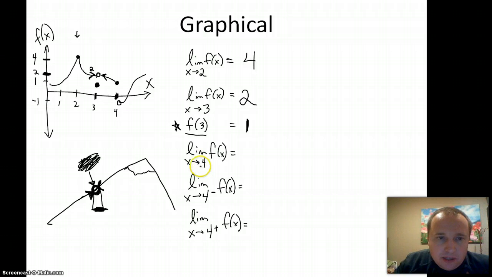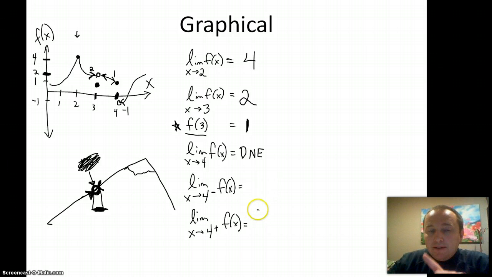Now, we're going to go to the next one. Limit as x goes to 4. From the left side, it approaches 1. From the right side, it approaches -1. Well, that doesn't approach the same value, so we would say that the limit does not exist. But if I look at it, what is the limit as x approaches 4 from the left? It approaches 1. What is the limit as x approaches 4 from the right? It approaches -1.